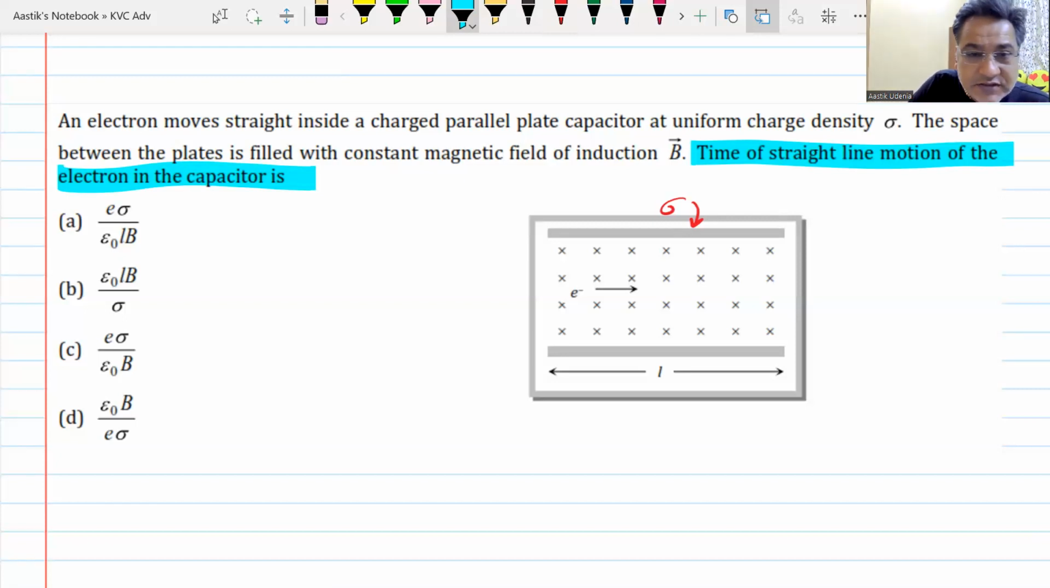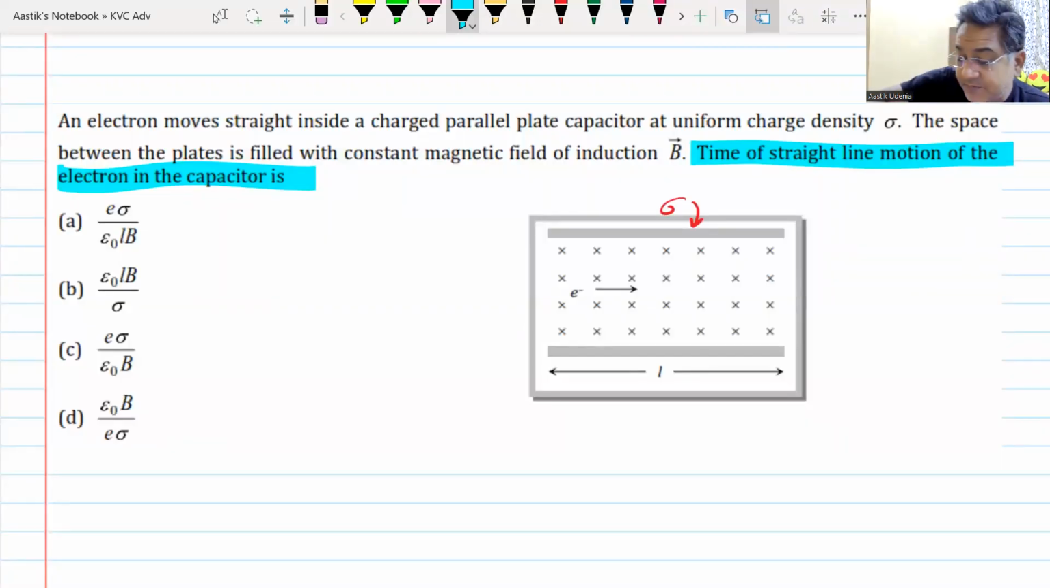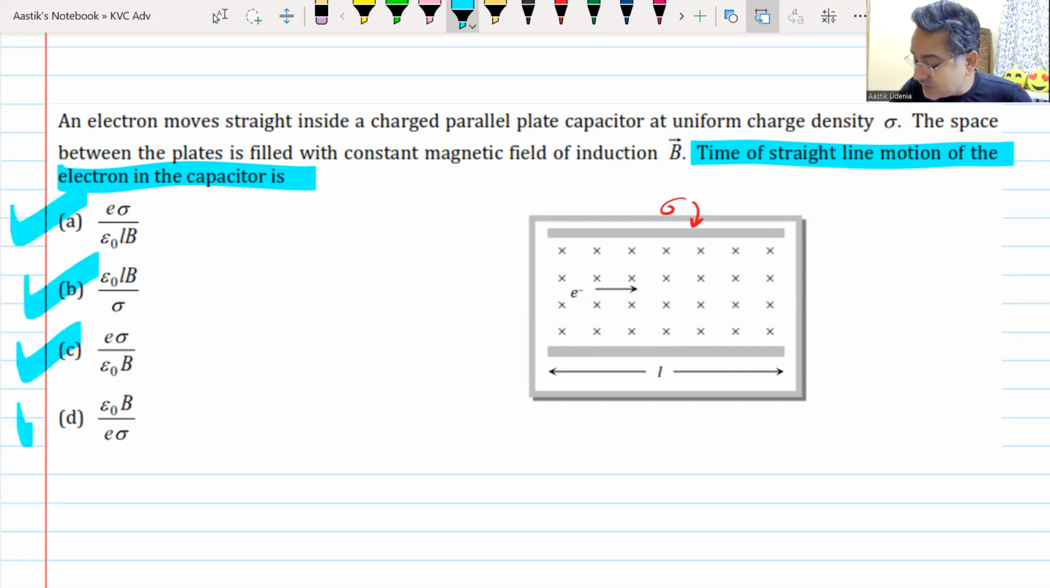I will give you 2 minutes to get me the answer. Option B, I think, is the correct one. In fact, even if you don't know anything about this question, you can still solve it. Looking at the options, all the options are dimensionally different. Only one option will have the correct dimension, and that option has to be the correct one. Anyways, it is moving in a straight line, so the velocity with which it moves will be equal to E by B. Yes or no?